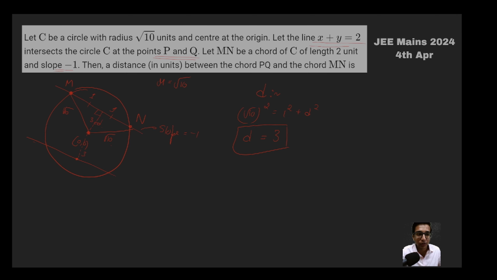Had they not provided us with the slope, we would have said that there can be two more ways how MN could have lied. Now PQ is a fixed line. So since PQ is a fixed line, its equation is x plus y minus 2. Let us find the distance of the origin from PQ. What do we get?